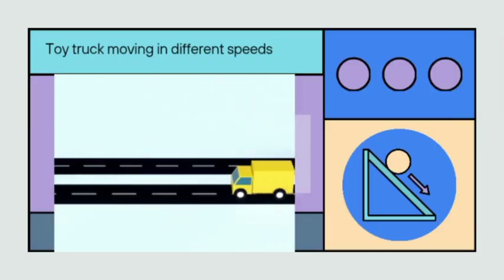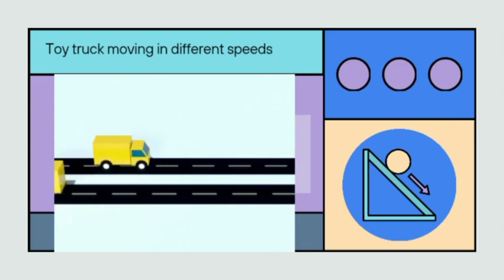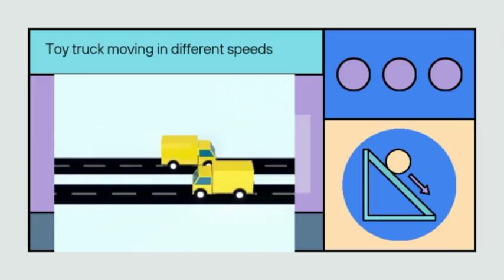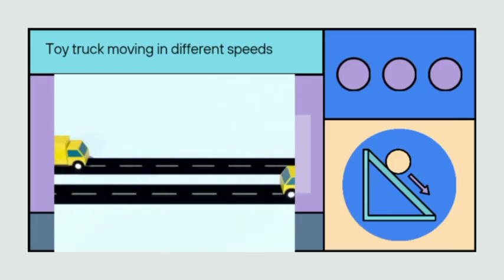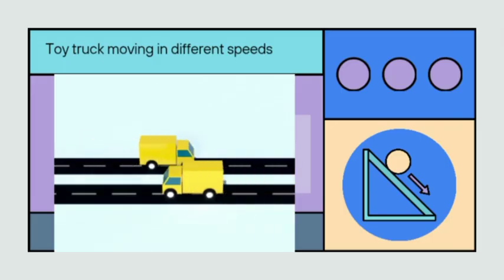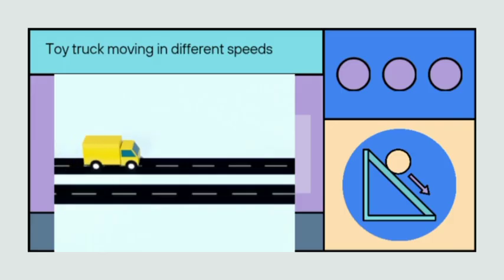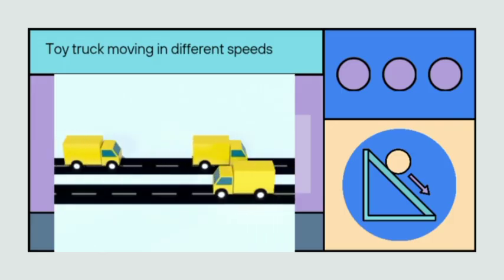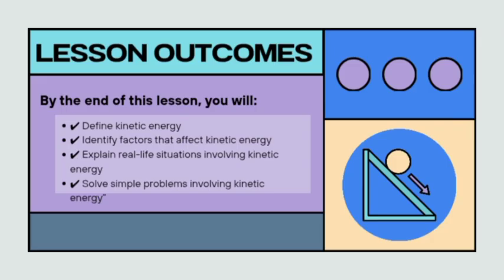Have you ever wondered why a fast-moving car can cause greater impact than a slow-moving one? Or why kicking a ball harder makes it travel farther? The answer is connected to kinetic energy. Objects that move carry energy. The faster they move, the greater the kinetic energy. What factors do you think affect the kinetic energy of an object? Kinetic energy. What is kinetic energy?